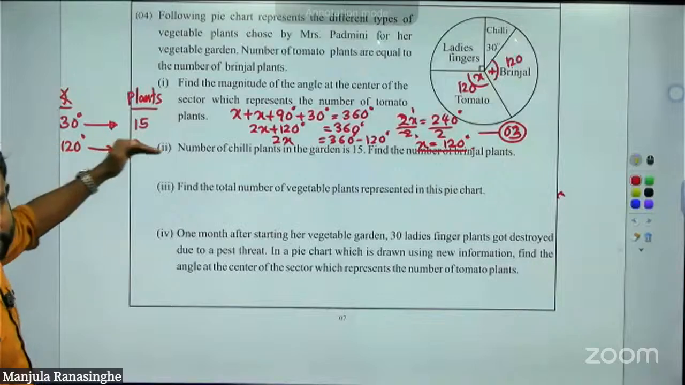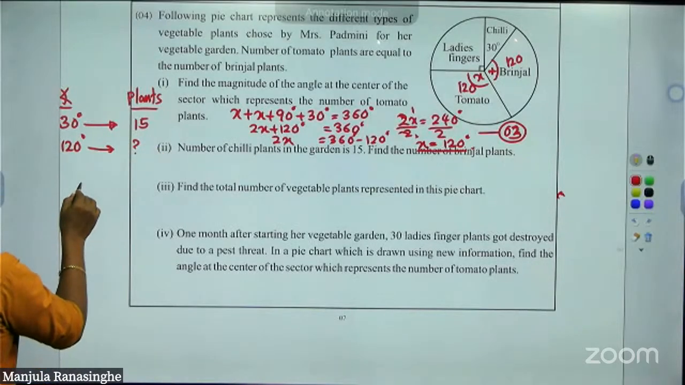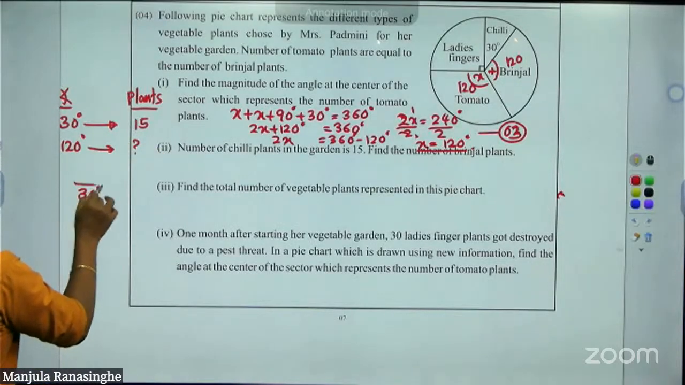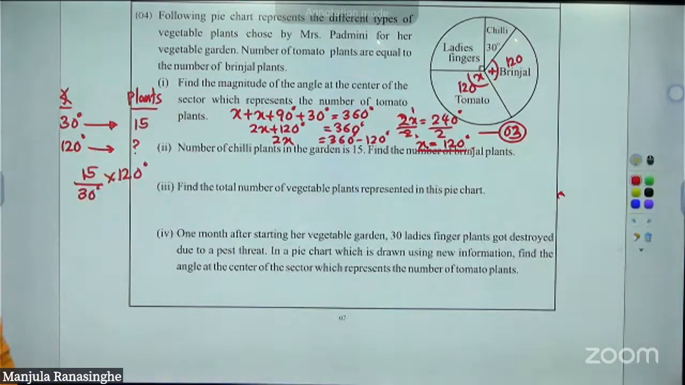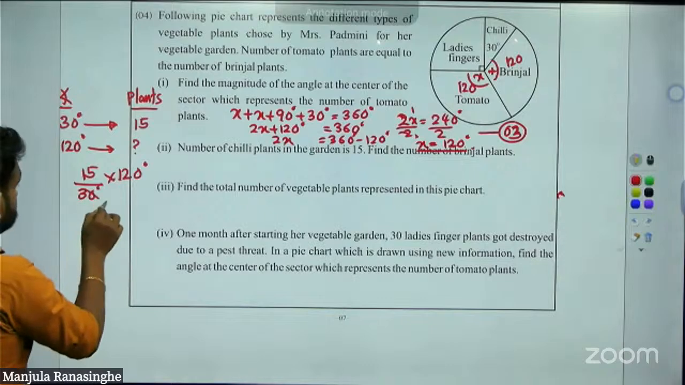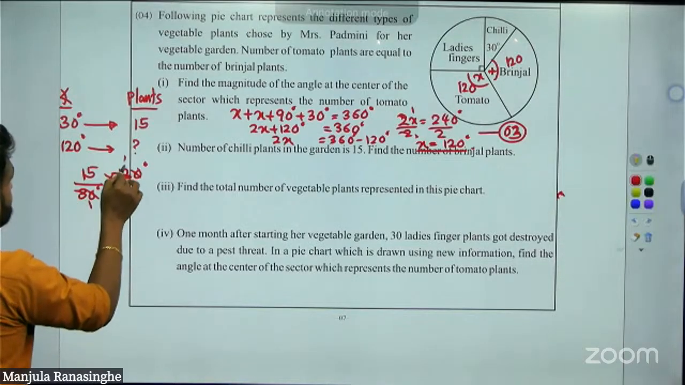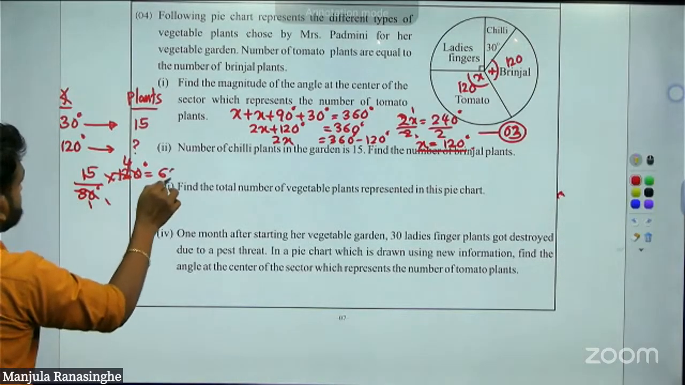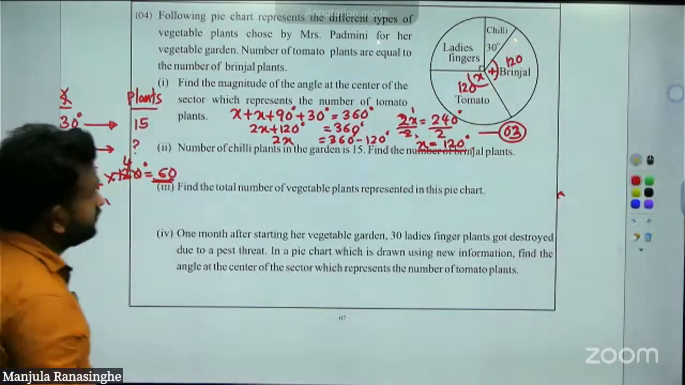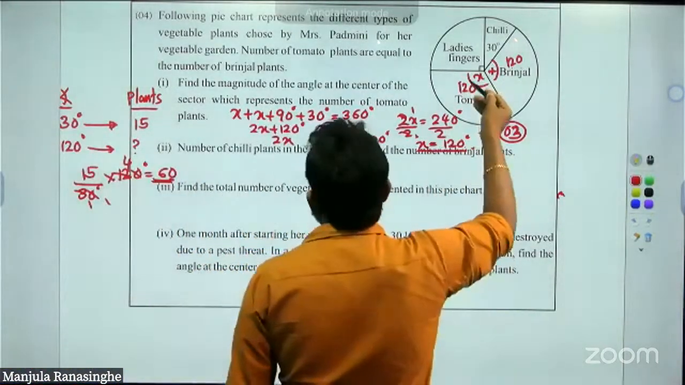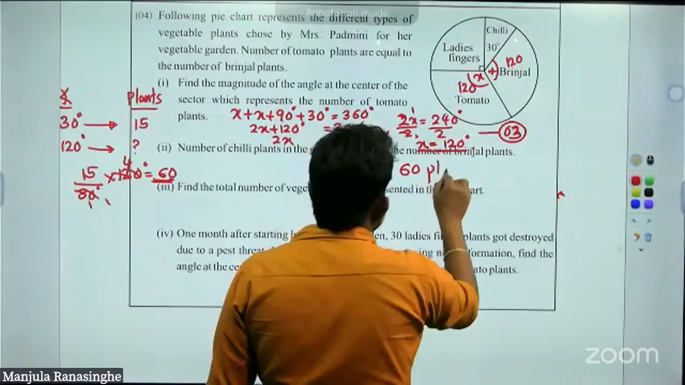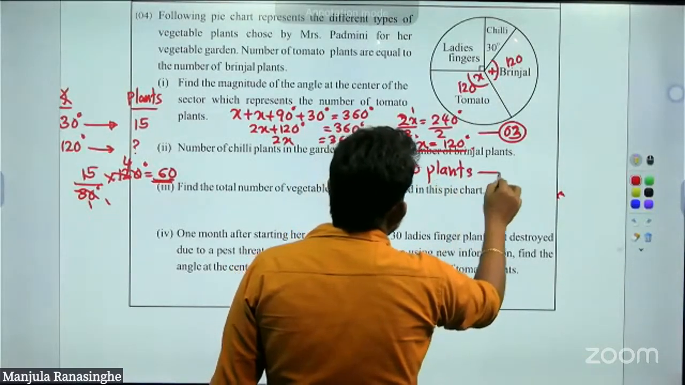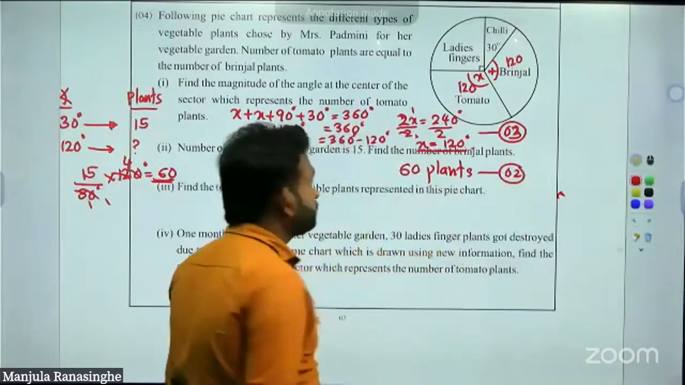Okay, build up into that ratio. 30 degrees means 15 plants. If that's so, 120 degrees means how many plants? So 0, 0 cancel, 3 into 1, 3 into 4, 4 into 15 becomes 60. So 60 plants. 30 means 15, so 120 means how much? So 60 plants are there. Okay, so you have 2 marks there.